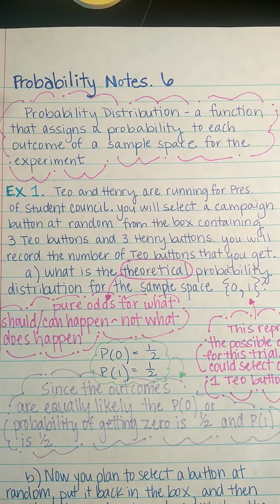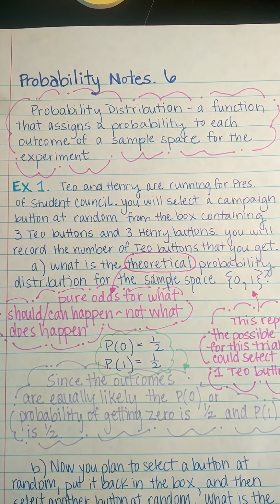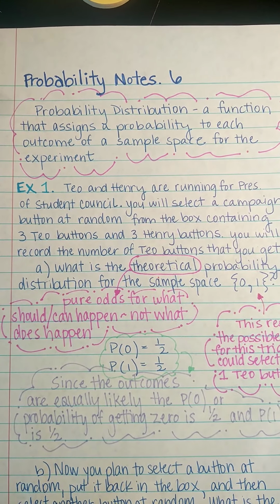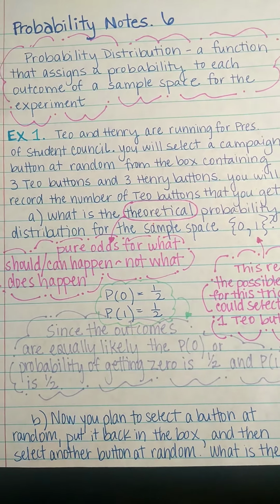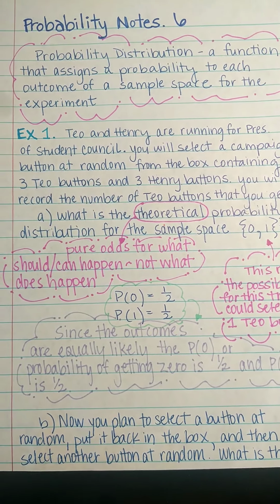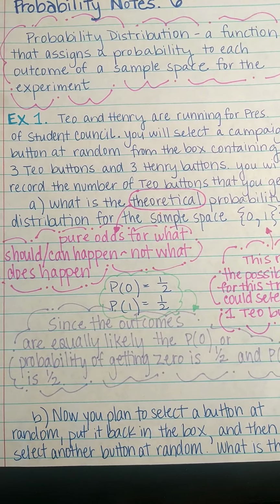So probability distributions are functions that assign a probability to each outcome of a sample space for the experiment. We're just going to look at a few examples of these. It's not a huge section of our work, and then we're going to move on.